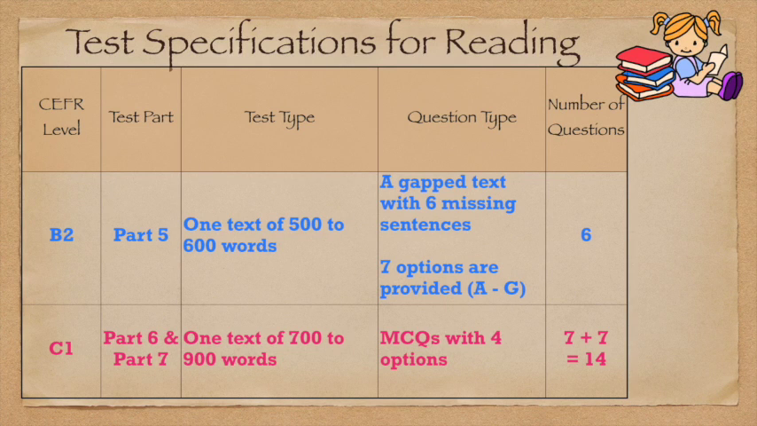For part 5, which is also B2 CEFR level, you are given one text of 500 to 600 words, and the question type is a gapped text with 6 missing sentences. You need to be alert here that there will be 7 options given starting from A to G, but there will be one option which will not be selected.